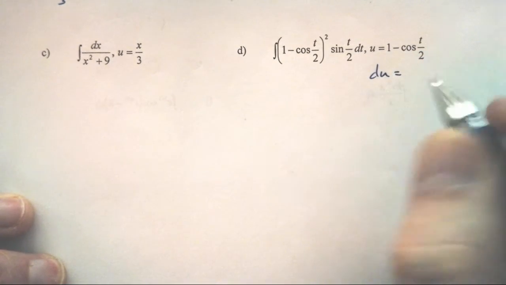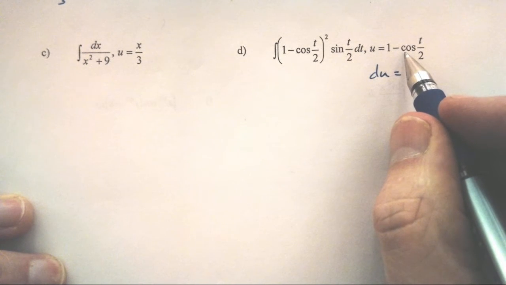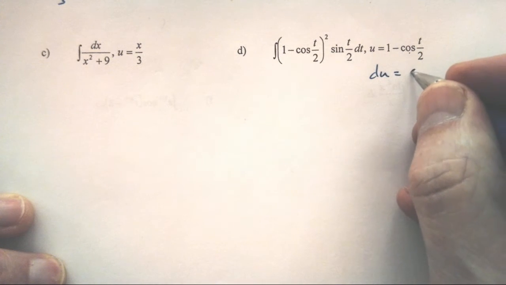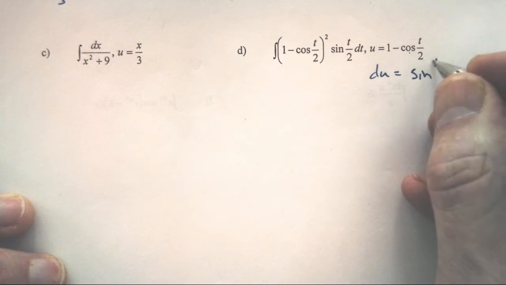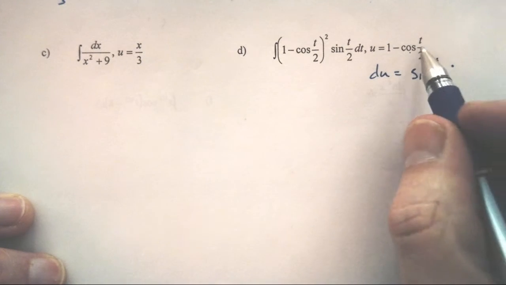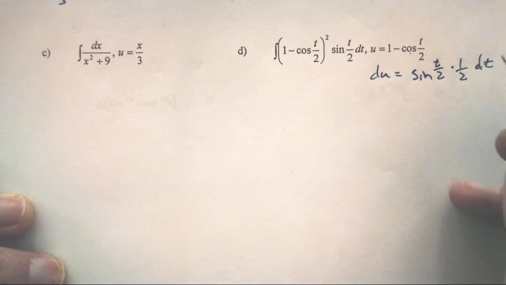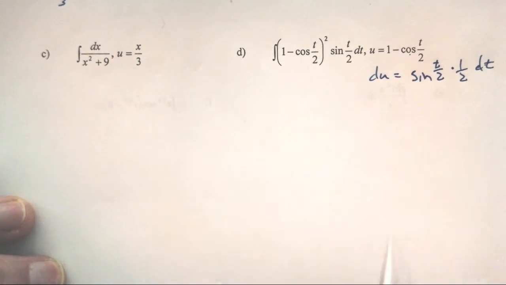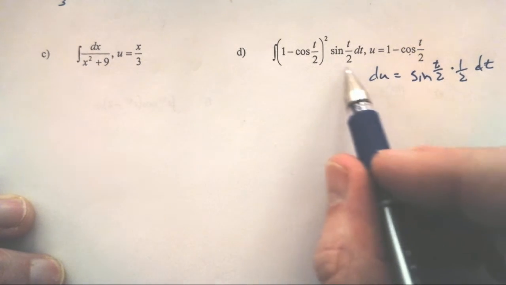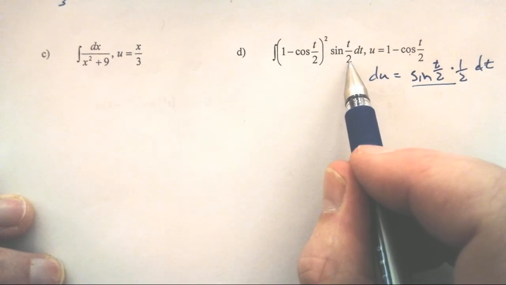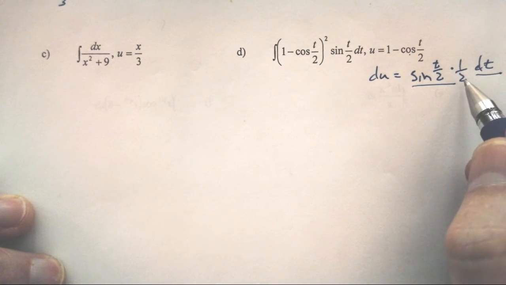So du is derivative of 1, 0, derivative of negative cosine. Derivative of plain old cosine is negative, so this would be positive sine of t on 2 times the inside derivative, 1/2 dt. It's really du dt, du on dt, but we have to multiply that across. Okay, let's take a look at our derivative a little bit. What do I like about the derivative? I like that the derivative is sine of t on 2. I like that there's a dt. I'm not crazy about this 1/2 in there.